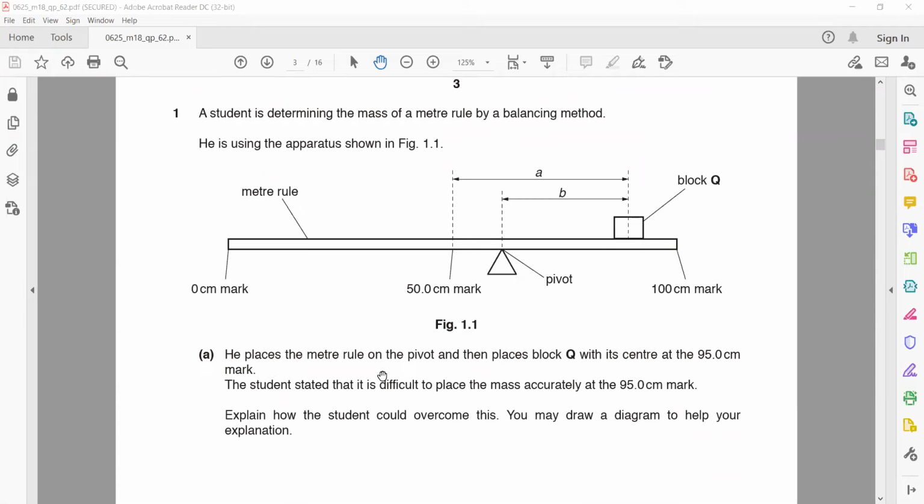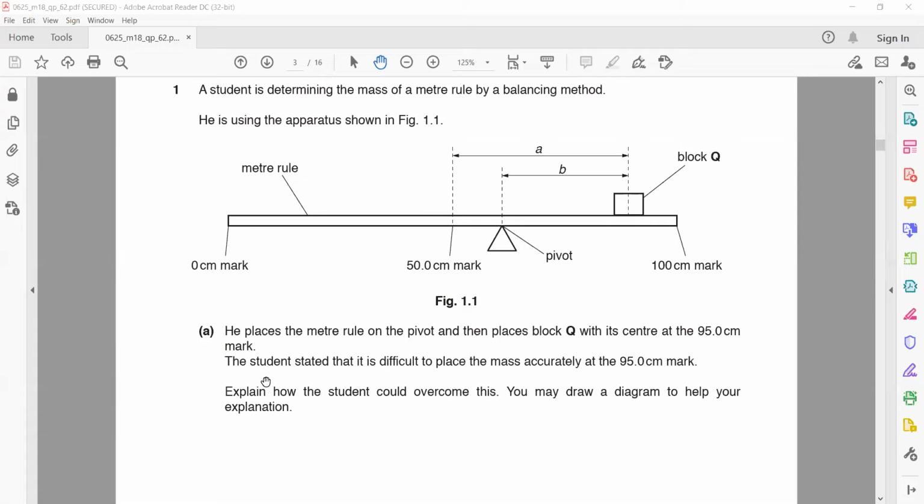So the student places a meter rule on the pivot, then places a block Q with its center at 95 centimeter mark. The student states that it is difficult to place a mass accurately at the 95 centimeter mark. Explain how the student could overcome this, and you may draw a diagram to help your answer. So how can the student know that he placed the block exactly at the 95 centimeter mark?